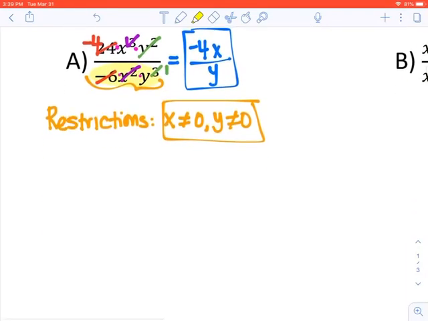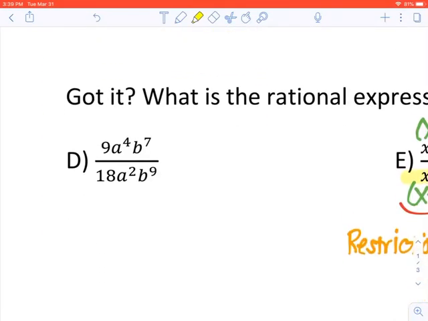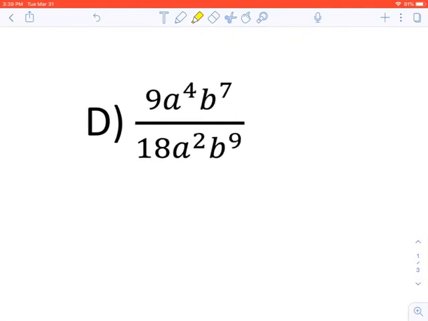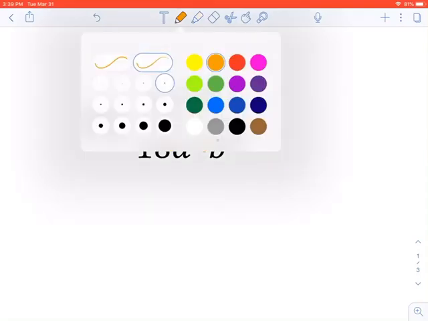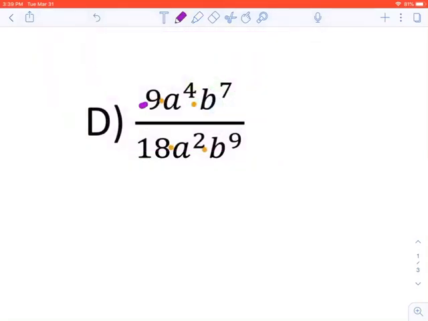Let's try one more of these. If you go down to the, got it, we'll do D together, okay? And so if I look at this one, same idea. We have 9 times a to the 4th times b to the 7th, and 18a squared times b to the 9th. So these are all factors that you can reduce and cancel. So like 9 goes into 18, it goes in 2 times. Think of it as 1/2, okay?